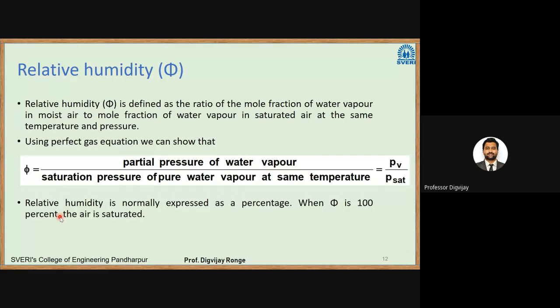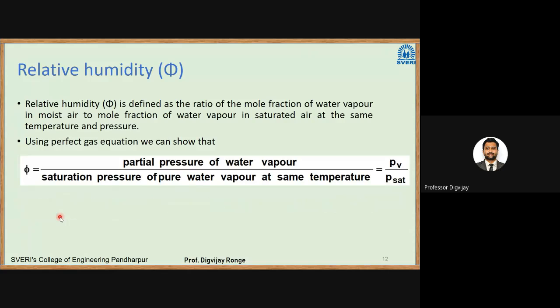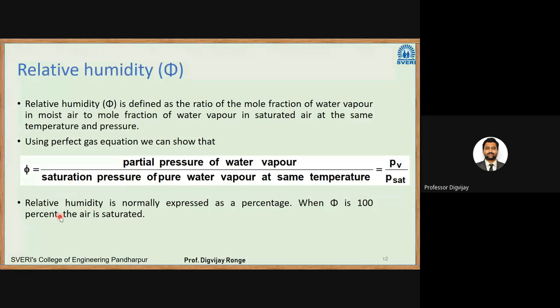Okay. So anyway, I think this is enough for today's lecture, considering the strain. Next lecture, I will take the remaining properties of moist air. Then we will start drawing the psychrometric chart. Right. So quickly, I'll take the attendance.